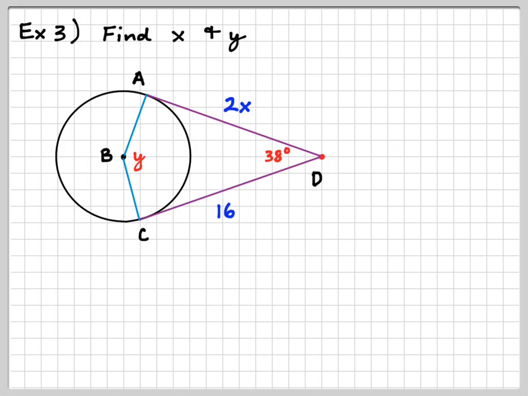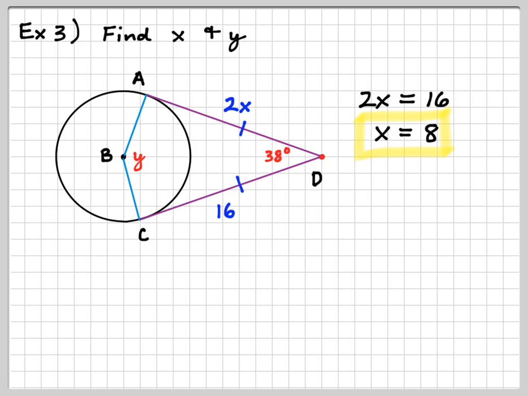All right, example 3, find x and y. The first thing I notice is that anytime I have two tangent lines that meet out at the common external point D here, I can go ahead and make tick marks here because those two tangent lines must be congruent. And then I have a simple algebra equation, 2x equals 16. Divide both sides by 2, and you get x equals 8.